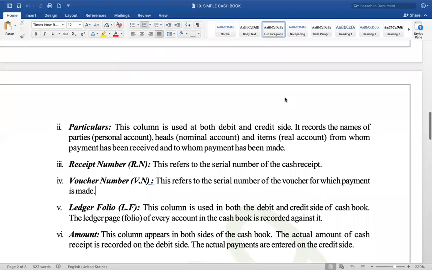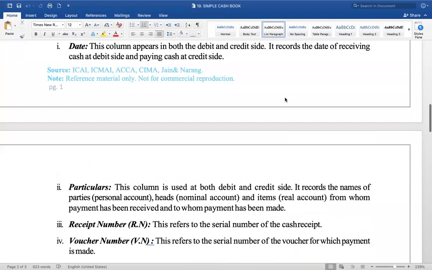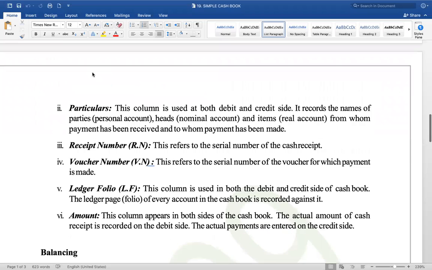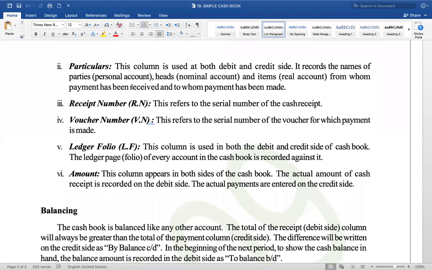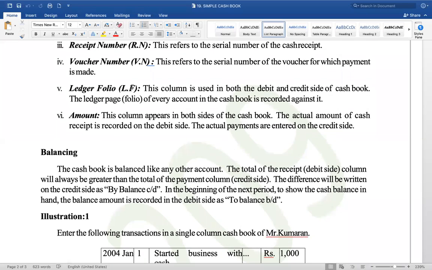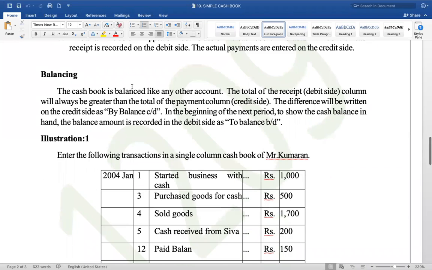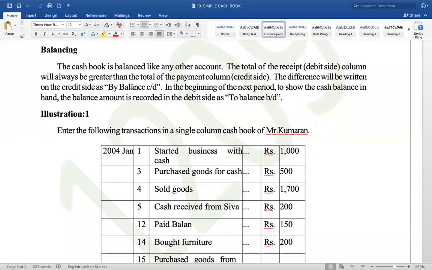Yeah. So we'll take a problem, right? You know, these are the details I have explained. Date, the date on which the particular amount is received or paid, okay, and particulars, the details from whom you're receiving the money and to whom you're paying the money. Details are written in particulars. I told you the receipt number and voucher number, and ledger folio, you know it already, and an amount you drop in the amount column. And what is balancing?